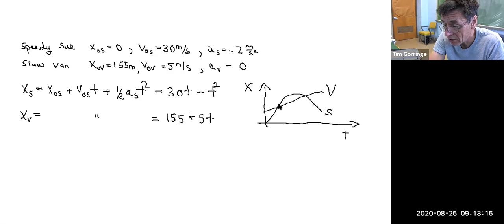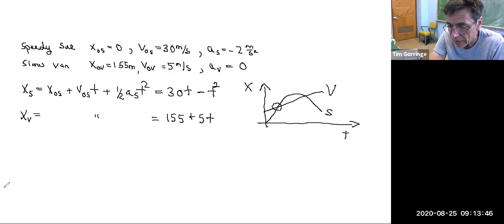And on this curve, this location here, that's the location where at that moment in time, the van and Speedy Sue are at the same position. And so that's the location where they collided. And we've got to figure out the time of that location and the position of that location. So let's see if we can do that.